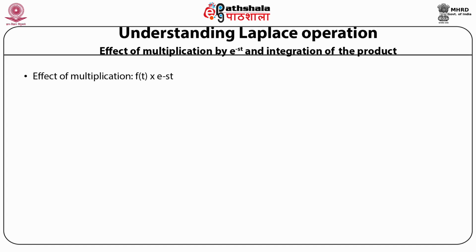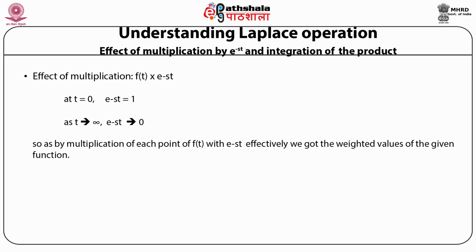Understanding the Laplace operation. What happens when you multiply something by e power minus st and integrate the product? What is the effect of multiplication? At time t equal to 0, e power minus st is equal to 1. As t tends to infinity, that means it keeps on going, then e power minus st is a decaying exponential function, and then it goes to 0. So by multiplying f of t with e power minus st, we are basically applying a weight. So e power minus st is the weight of the function.